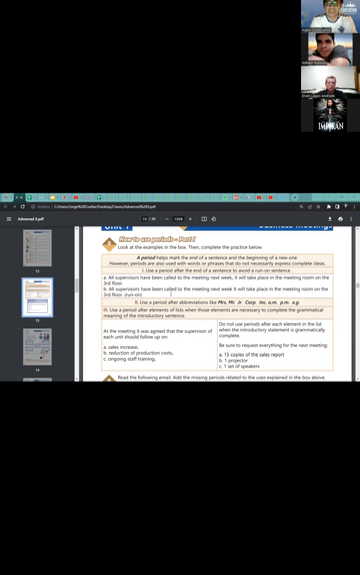Second one, it says, use a period after abbreviations, like Mrs., Mr., Jr., Corp., Inc., a.m., p.m. So you know that one already, but please remember, we need to put the period there. So that is going to be correct.